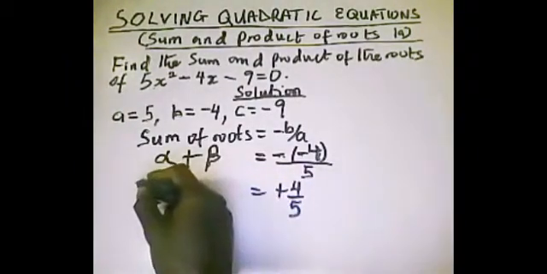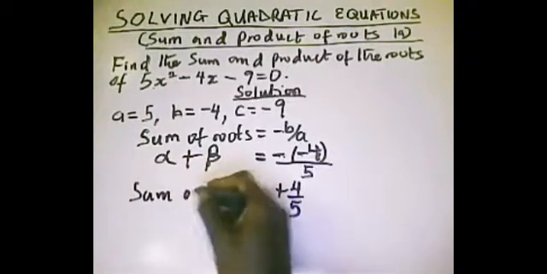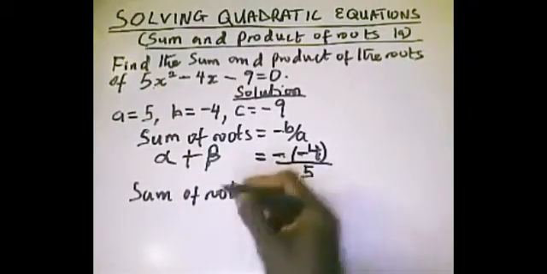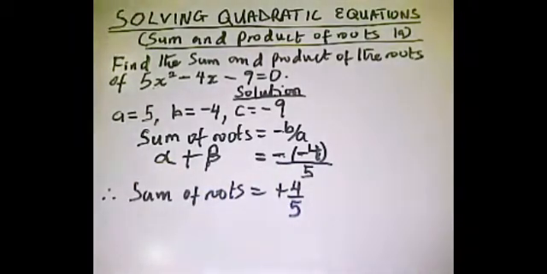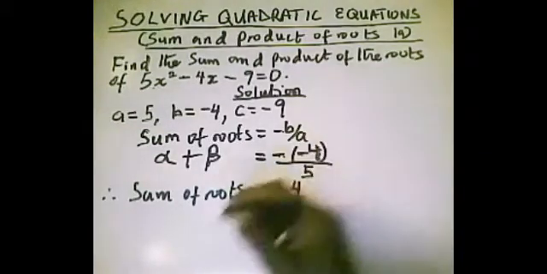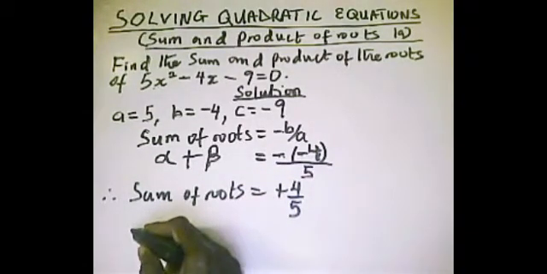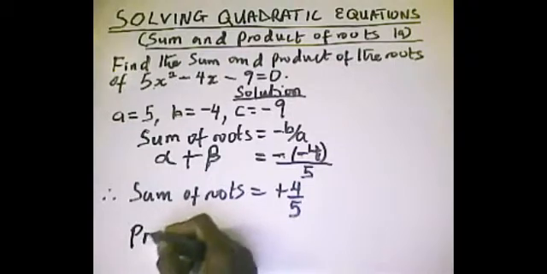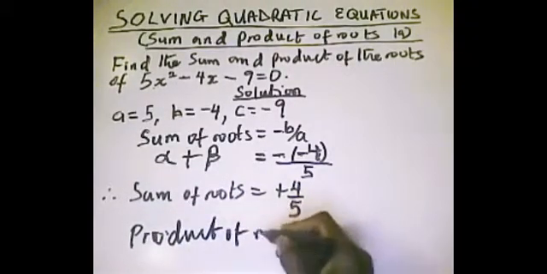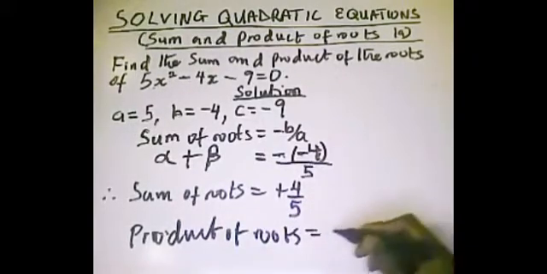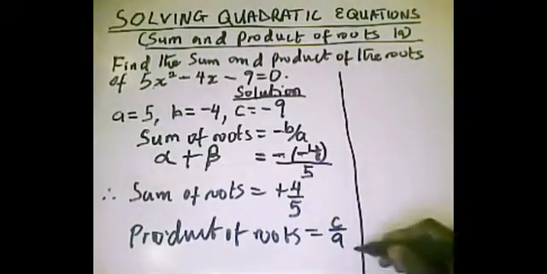We need now to go over to get the product of roots. So let's write this one out as sum of roots. Therefore the sum of roots will give us plus 4 upon 5. Now let's go over to the product of roots. For the product of roots, we write it as product of roots, and the formula for product of roots is c upon a.